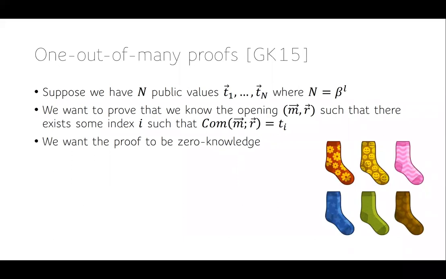Okay, so now we are ready to discuss the one out of many proofs. Intuitively, we can think of it as some set membership proof. So suppose we have some n values, t1 up to tn. And in our case, we will pick n to be some base, beta to the L. So we want to prove that we know some opening m and r, such that for some index I, the commitment of m and r is equal to ti. And obviously, we want the proof to be zero knowledge. So in particular, we don't want to reveal any information about the index I.